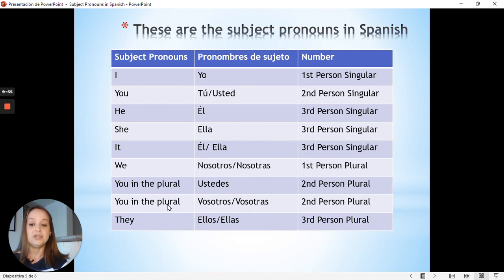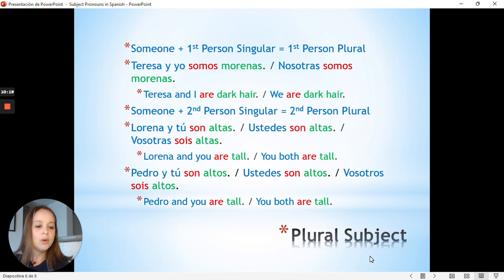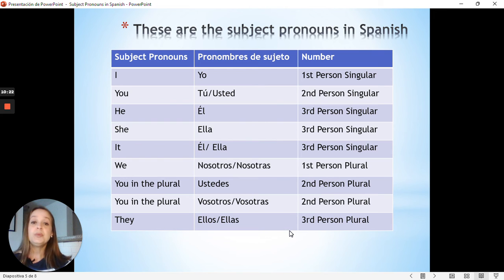But then we have vosotros and vosotras. Vosotros means you guys, vosotras means you guys. It is used just in Spain. We don't use that kind of subject pronouns in Latin America. Vosotros, as I just said, is when the group of people is formed by boys. Vosotras is when the group of people is formed by girls. And once again, when the group of people is formed by both genders together, we use vosotros. And ustedes, it doesn't follow gender, so it is a little easier to use. Then we have third person in the plural, which is they.